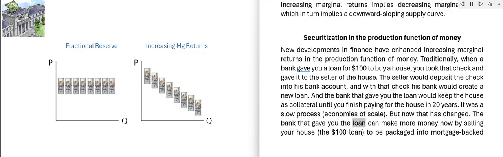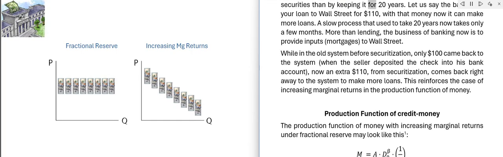The bank that gave you the loan can make more money now by selling your house, the $100 loan, to be packaged into mortgage-backed securities than by keeping it for 20 years. Let us say the bank sells your loan to Wall Street for $110. With that money now it can make more loans. A slow process that used to take 20 years now takes only a few months.